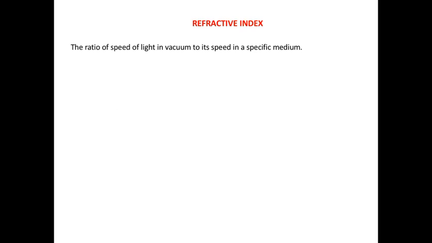Refractive index is a ratio of speed of light in vacuum to the speed of light in a specific medium. This medium can be anything that will be given in your exam or given in your book. Refractive index is a ratio, thus it is dimensionless. It does not have any unit.